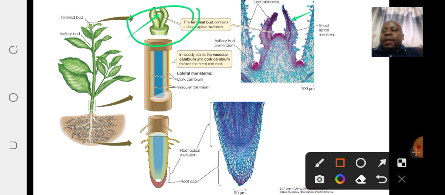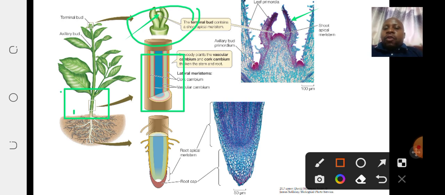Then at the center of the plant here, the stem, we have what we call the cambium. The cambium consists of two main types of cambium. The one which is towards the inner, near the blue.